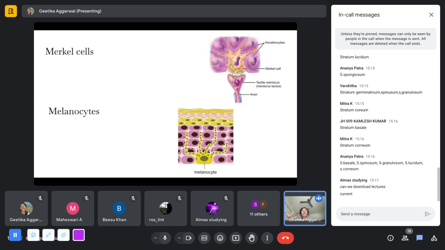So, coming to discuss the Merkel cells and the melanocytes, can anybody define these structures to me, or tell me what these are and what they do? What are Merkel cells? Where are they mostly found? And what do they do? And similarly, what are melanocytes?